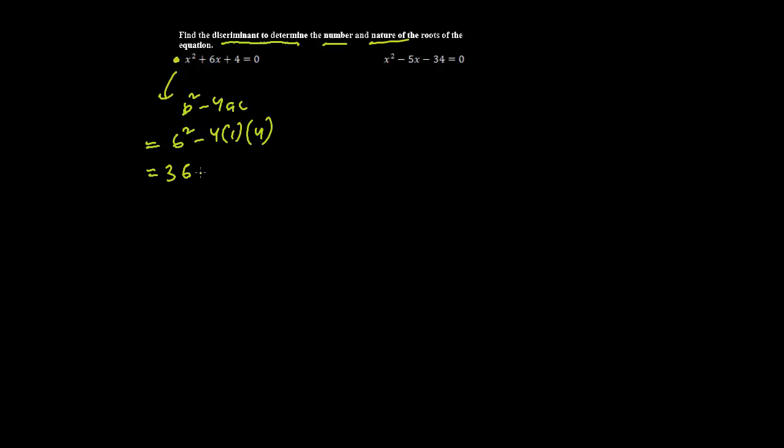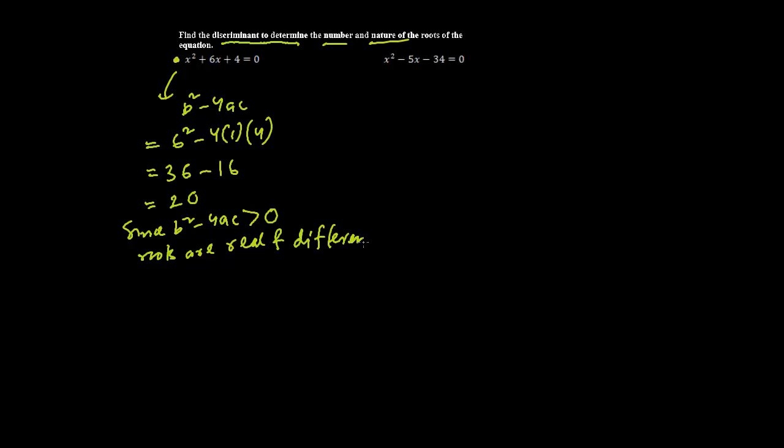So this would be 36 minus 16. Obviously this is going to be a positive number. We can write, since b squared minus 4ac is greater than 0, roots are real and different, meaning there are going to be two different roots, and the nature is going to be, they're going to be real roots.